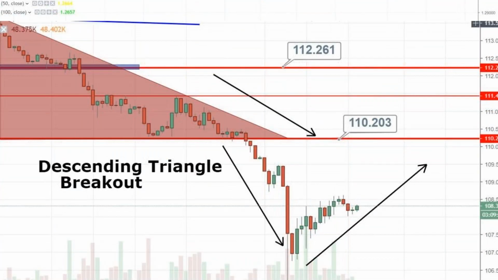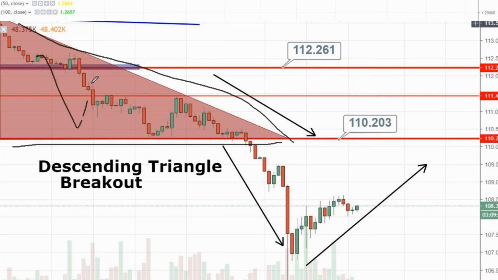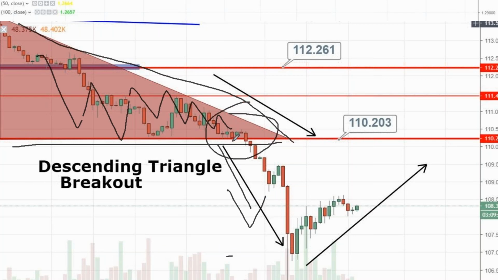Here we go. So guys, this is a chart of USD Japanese yen, and looking at this particular chart, you can see that there was a descending triangle pattern. The descending triangle patterns are meant to break out on the lower side. So here's the thing, this particular support area is now likely to work as a resistance.